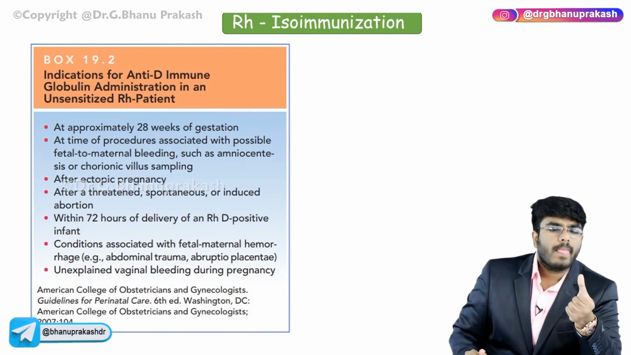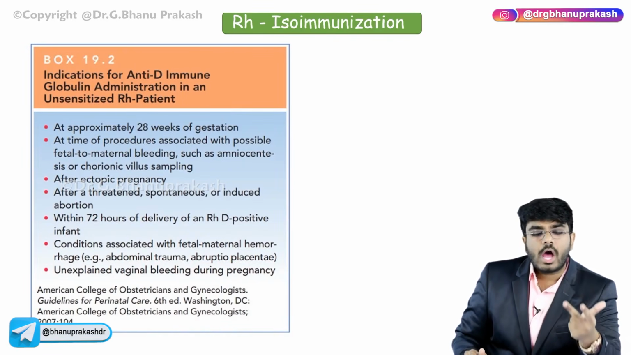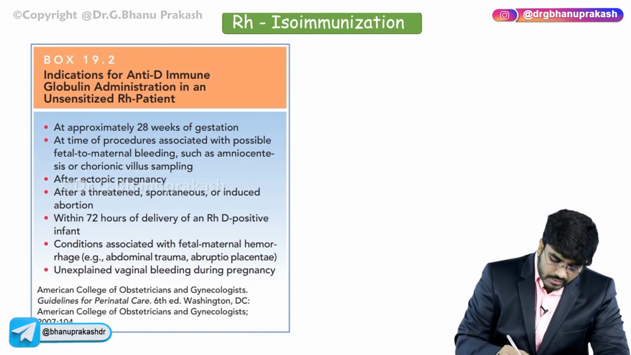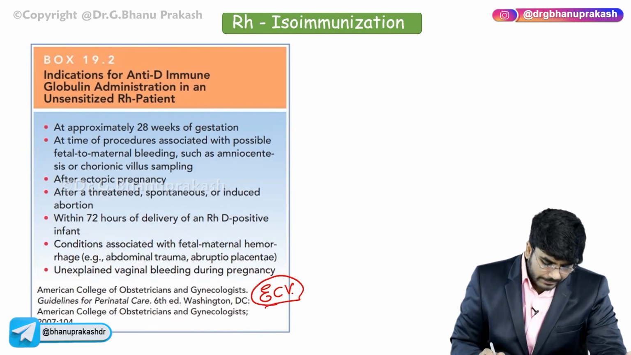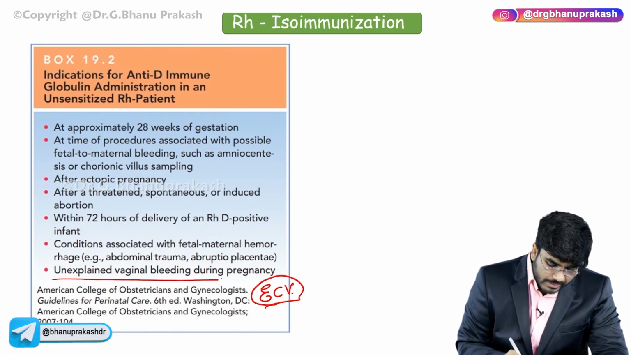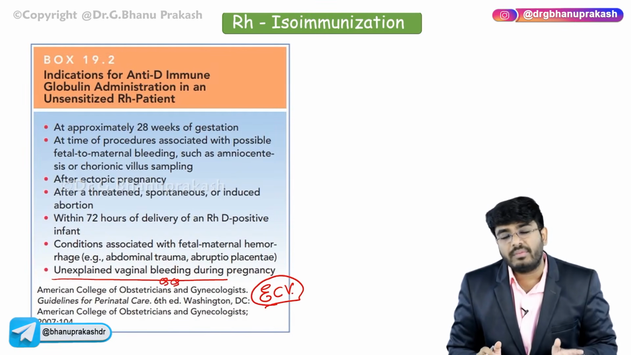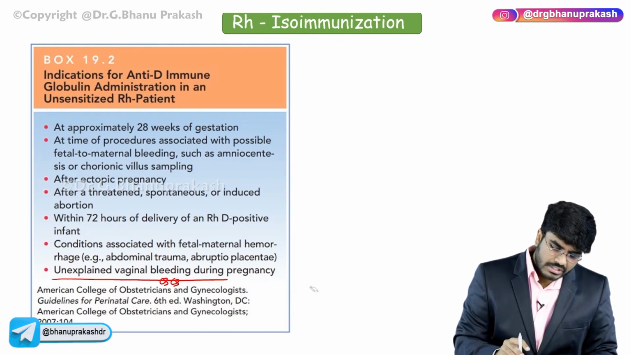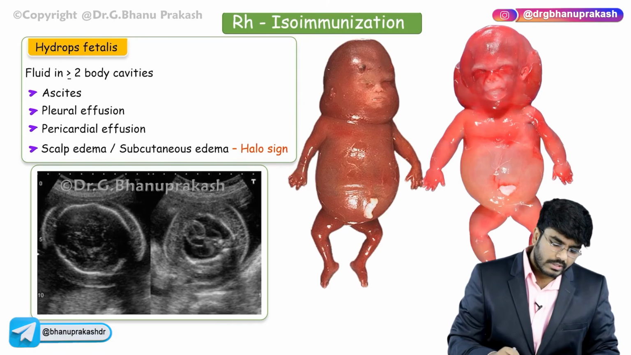So you should know amniocentesis, chorionic villus sampling, after abortions, after trauma, or after external cephalic version. Please take one more point here: after the external cephalic version also you have to give anti-D. Unexplained vaginal bleeding, MCQ. After delivering an RH positive baby, within 72 hours you have to give anti-D antibodies prophylactically.